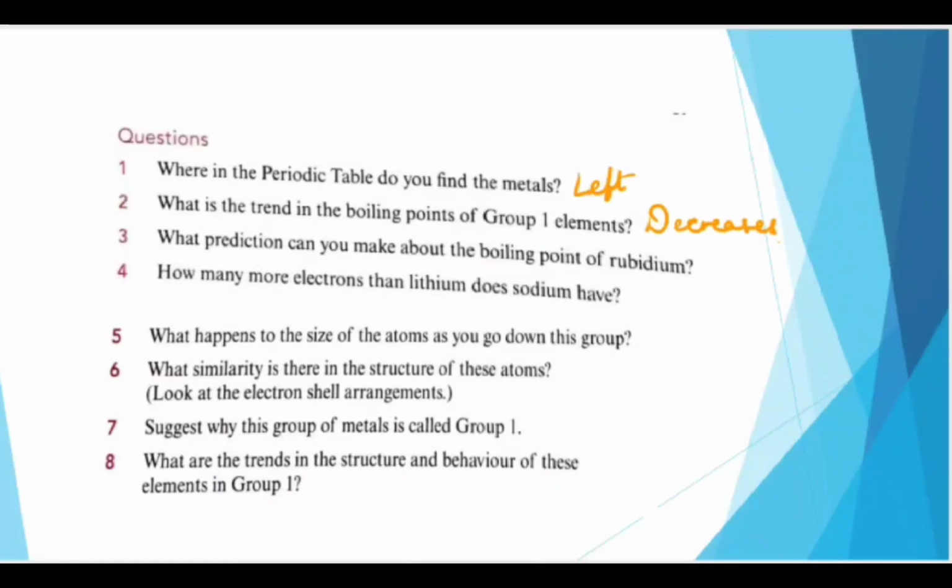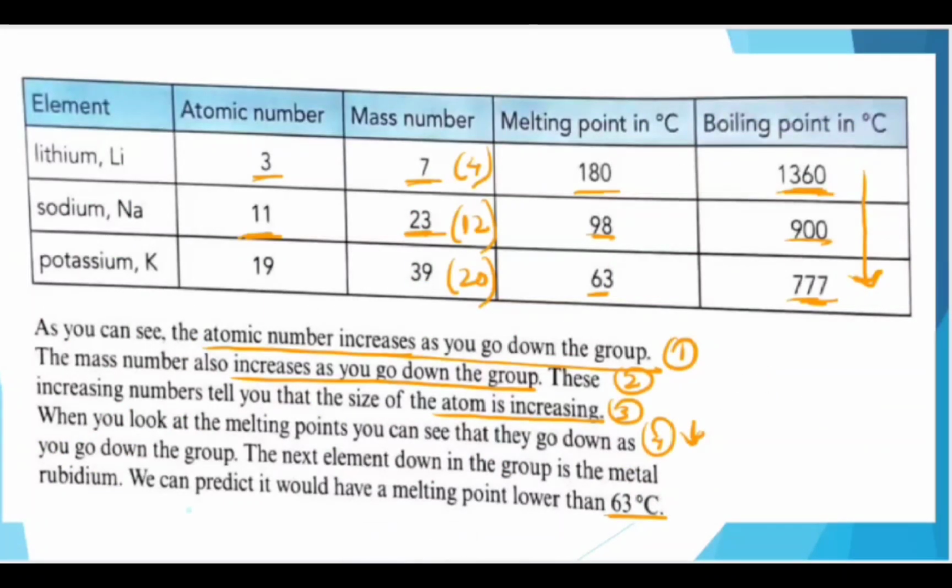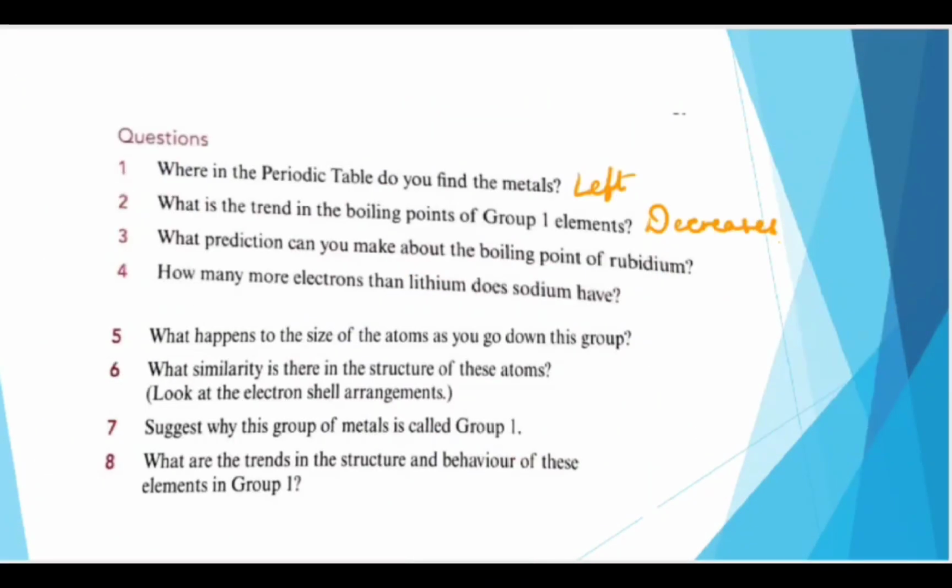Then what prediction can you make about the boiling point of rubidium? Here we have rubidium. The boiling point of rubidium will also decrease further. Or rather than decrease, I'll write lower. Here also, instead of decrease, I will write lower.